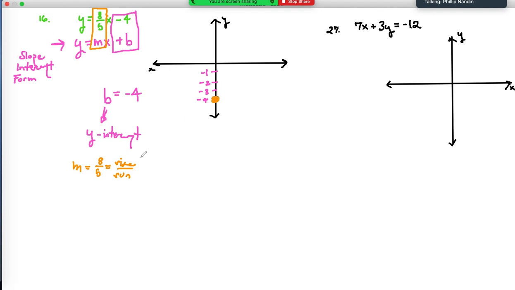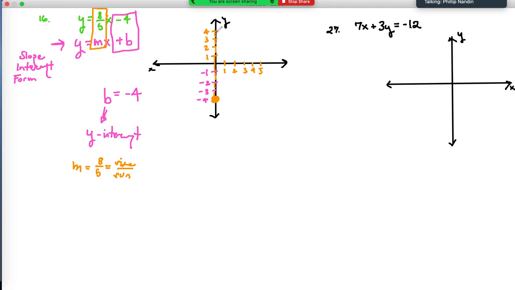So I start here and I rise 8. So I go up 8. 1, 2, 3, 4, 5, 6, 7, 8. So this is where I am now. I'm up here. Then I have to run 5, which is a +5. So I go 1, 2, 3, 4, 5. And that's how much I want to run.